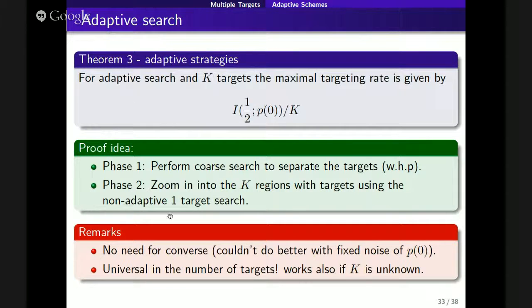And the nice thing about adaptive strategies here is that they are universal in the number of targets. So if we didn't know the number of targets K, we just had a bound, we would get just the rate which is adapted to the true number of targets. So this you can do with adaptive.